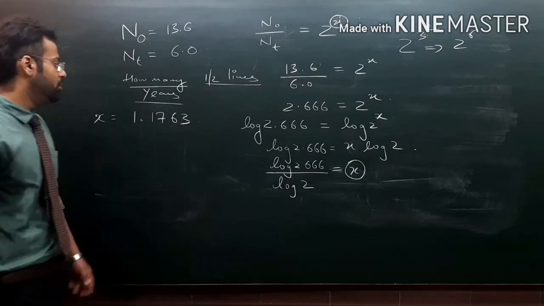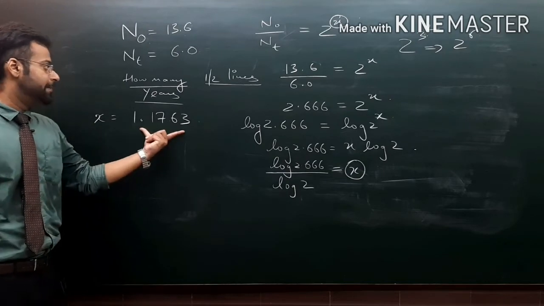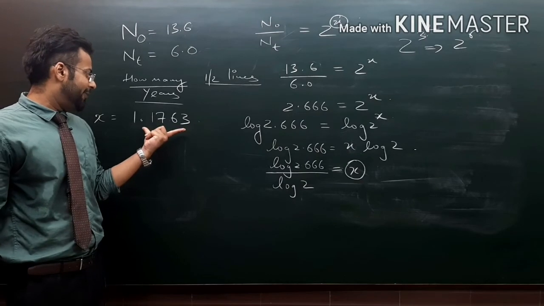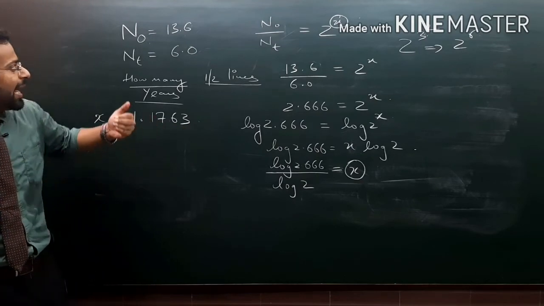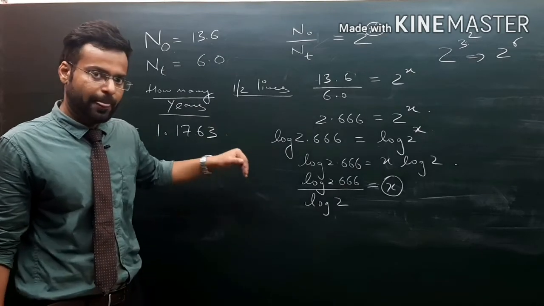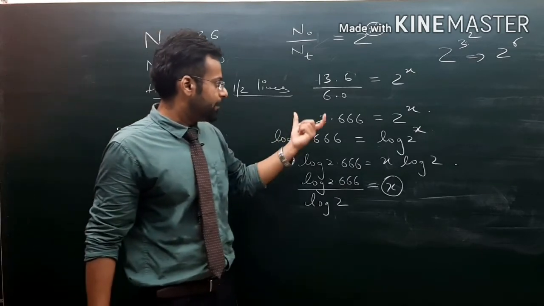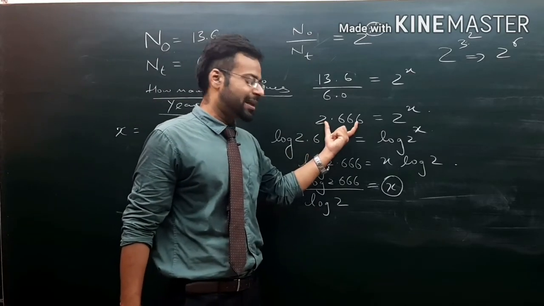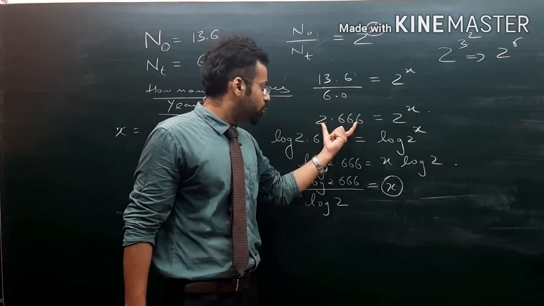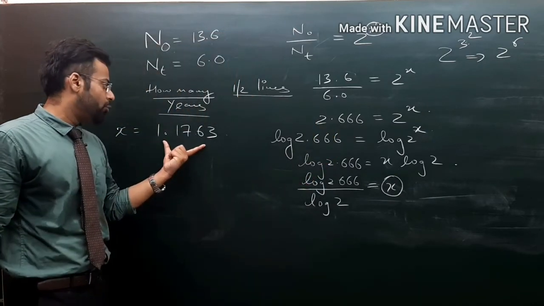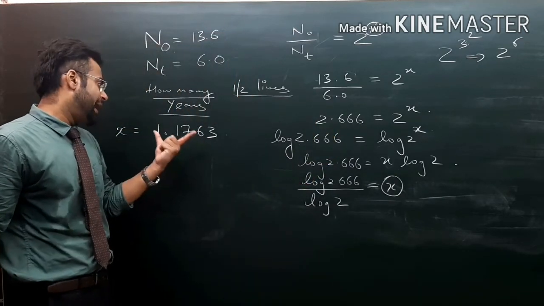1.1763. That is the value of x. So that much times is the value, that many half-lives have passed. So it has decreased by 2.66 times, and this needs 2.66 times this value of the half-life.